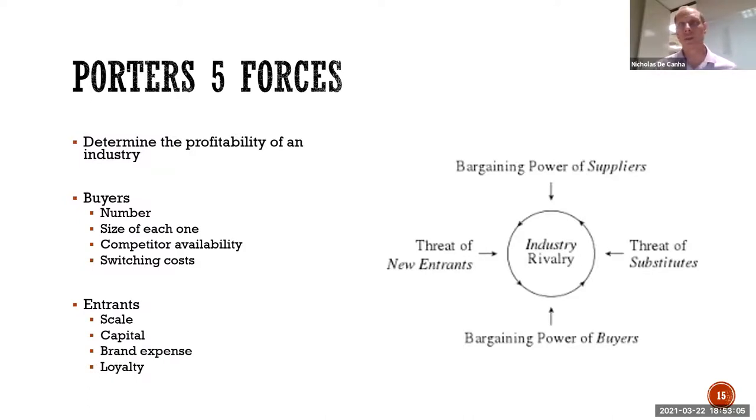And then obviously you've got entrants. And here's another example, to Jung, of why this model talks more about profitability, because when you talk about scale, capital requirements, they are key, and that applies to the semiconductor industry as a whole, but it doesn't really differ between countries.